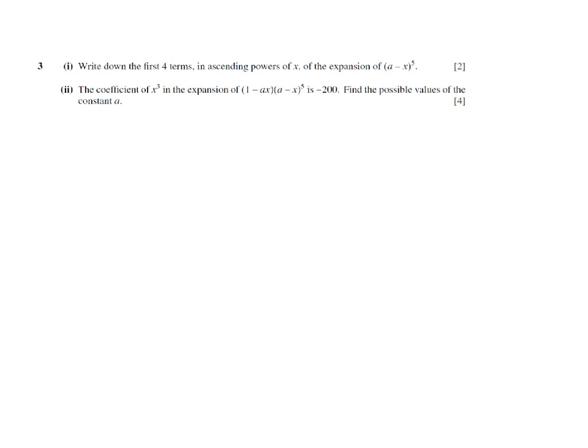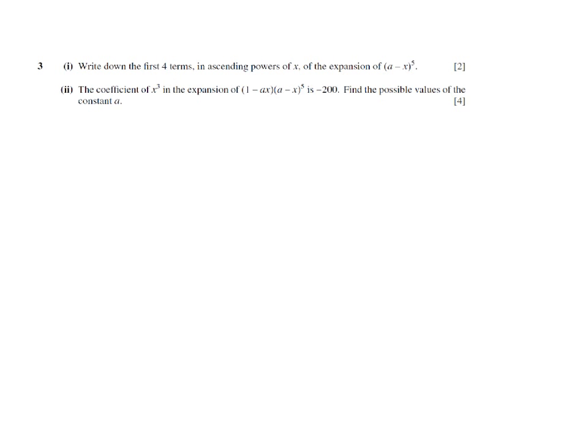So we've arrived at question 3, which says, write down the first 4 terms in ascending powers of x, so starting with the smallest power and then finishing at the highest power, of the expansion of (a minus x) to the power 5. And then we have to solve the second question: the coefficient of x to the power 3 in the expansion of (1 minus ax) times (a minus x) to the power 5, which is the same one, is minus 200. So they give the coefficient, find the possible values of a. Good, let's start with the first one.